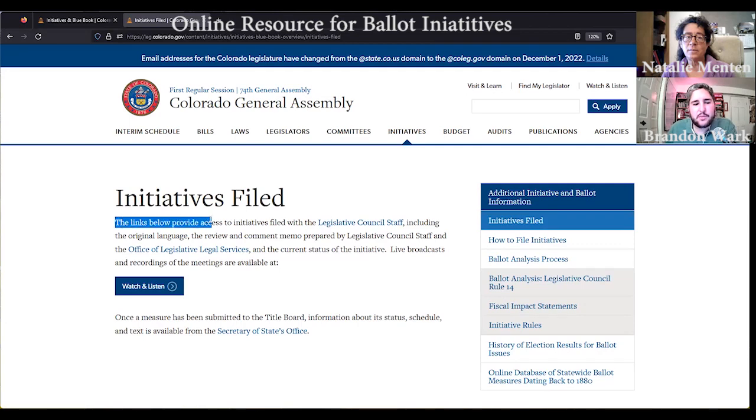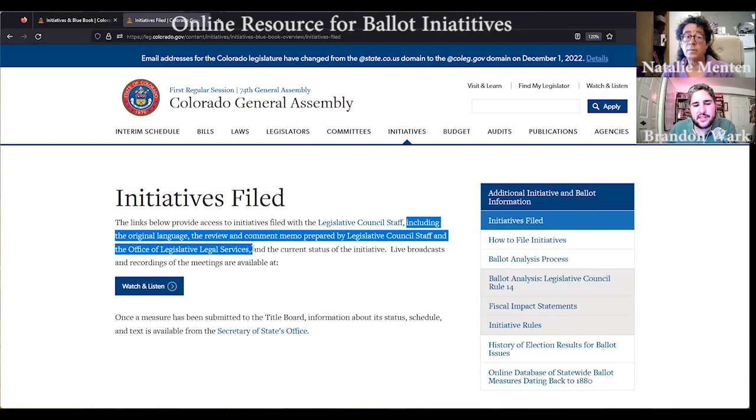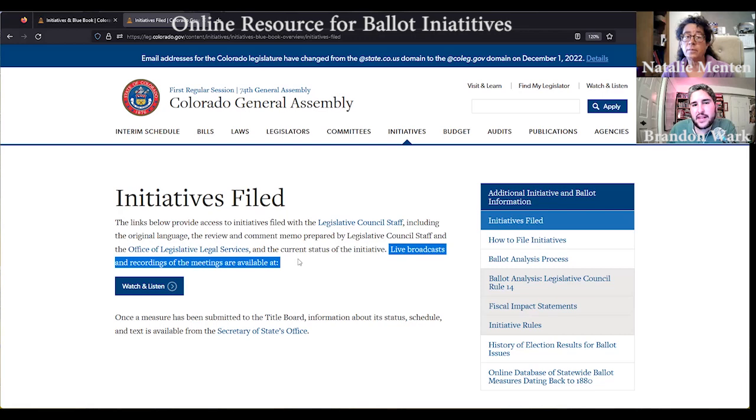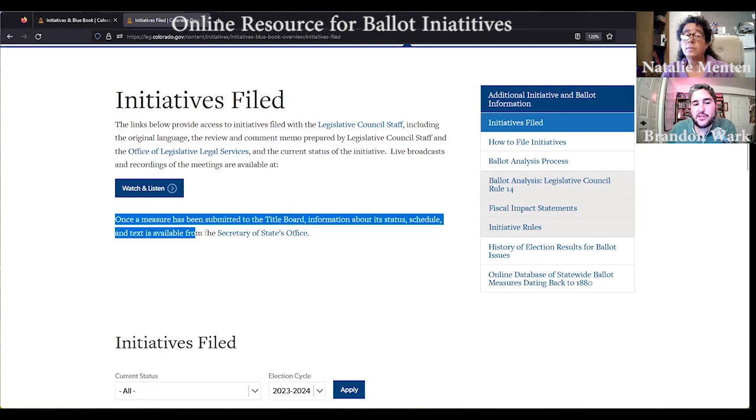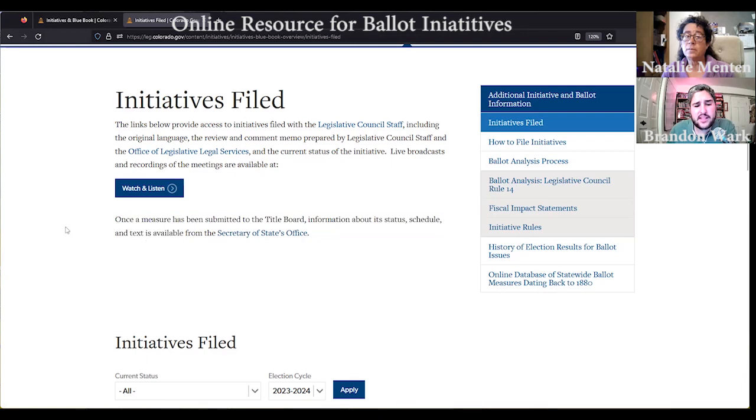The links below provide access to initiatives filed with the Legislative Council staff, including the original language, the review and comment memo prepared by the Legislative Council staff and the Office of Legislative Legal Services, and the current status of the initiative. Live broadcasts and recordings of the meetings are available at this watch and listen page right there. Once the measure is submitted to the title board, information about its status, schedule, and text is also available on the Secretary of State's website. So that's a place you can click into to get some more information specifically related to the title board.